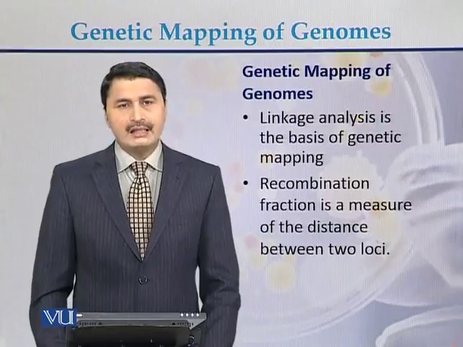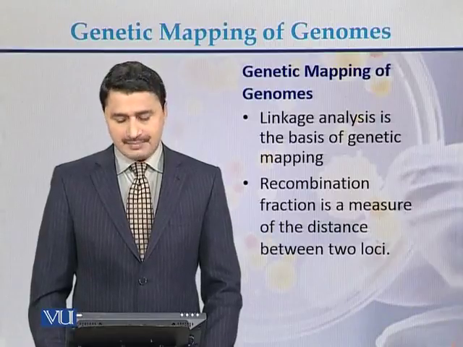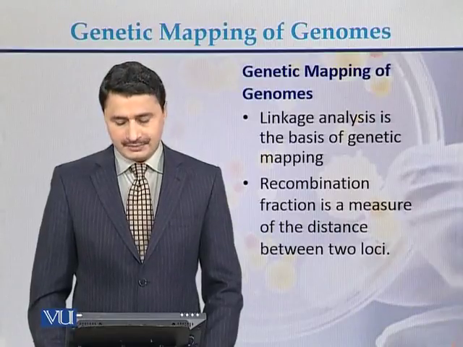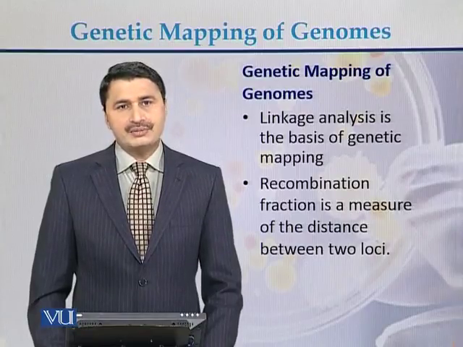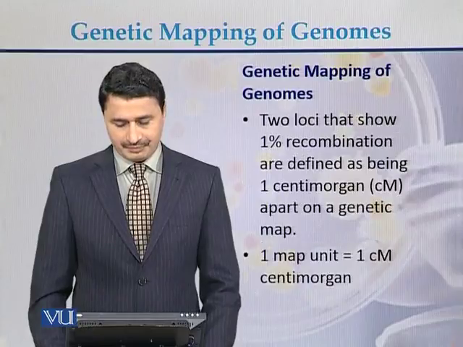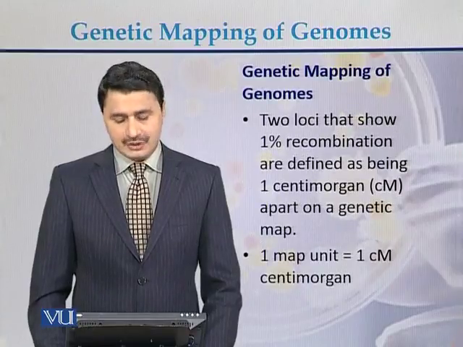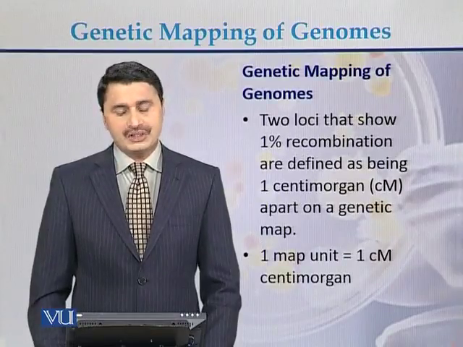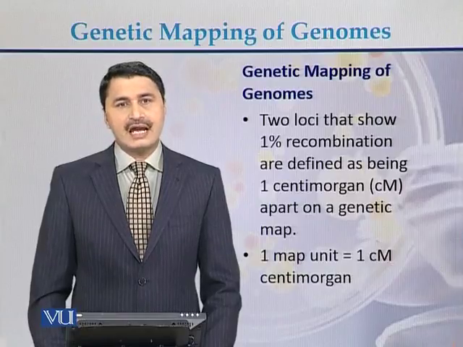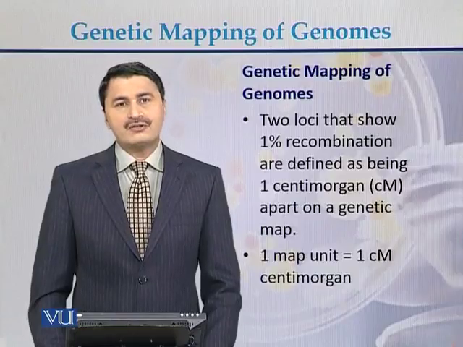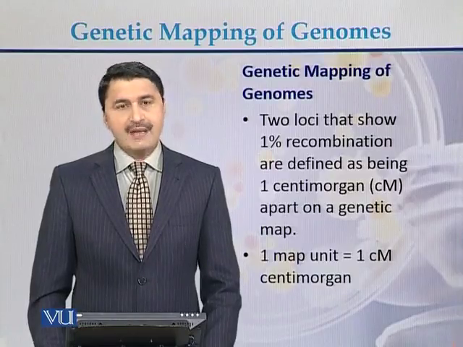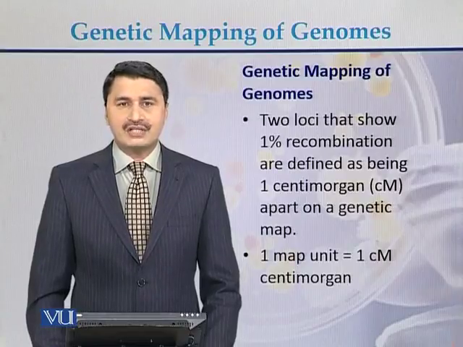Genetic mapping of genomes. Linkage analysis is the basis of genetic mapping. Recombination fraction is a measure of the distance between two loci. Two loci that show 1% recombination are defined as being 1 centimorgan apart from each other. In other words, we can say that one map unit is equal to 1 centimorgan.